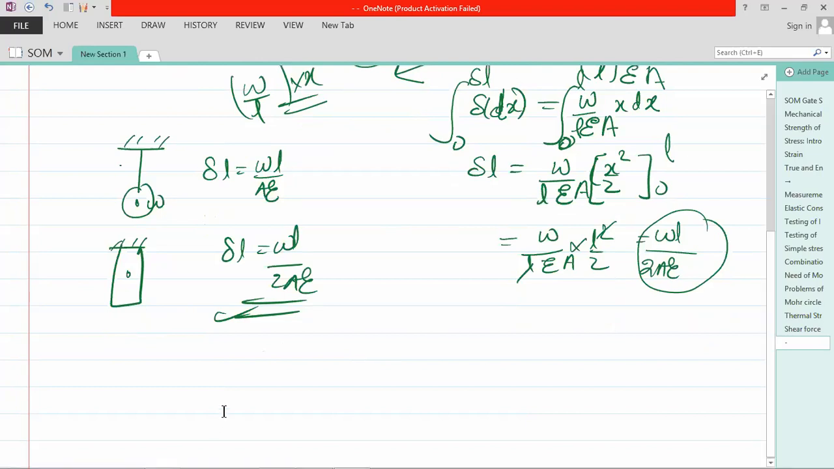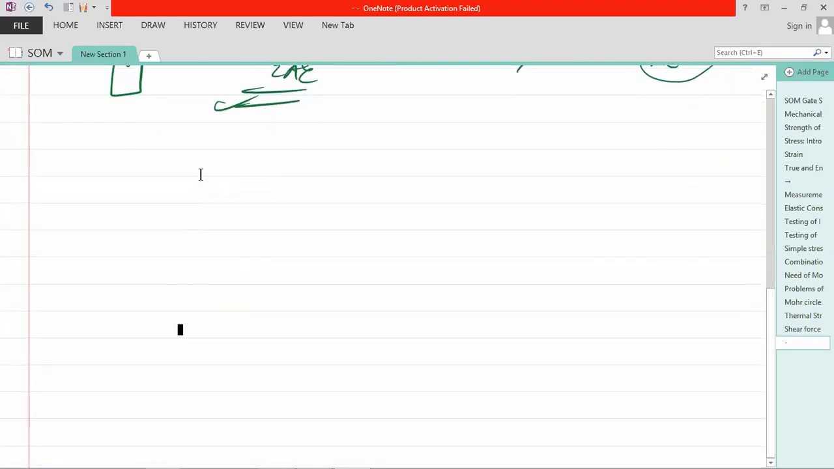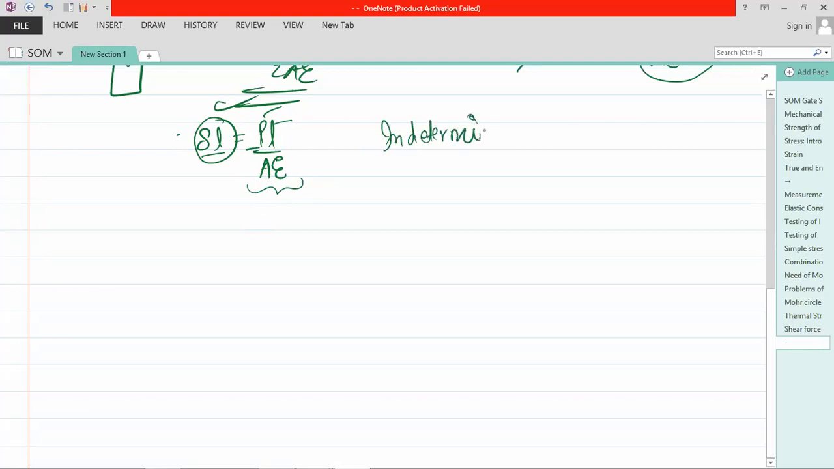Okay, now let's move on to another problem. Suppose this is the delta L equation: delta L is equal to PL upon AE. If you know P and L, you can obtain delta L. But what if these quantities are unknown? How do we solve it when there are two unknowns in the same equation? That is called indeterminate problems.